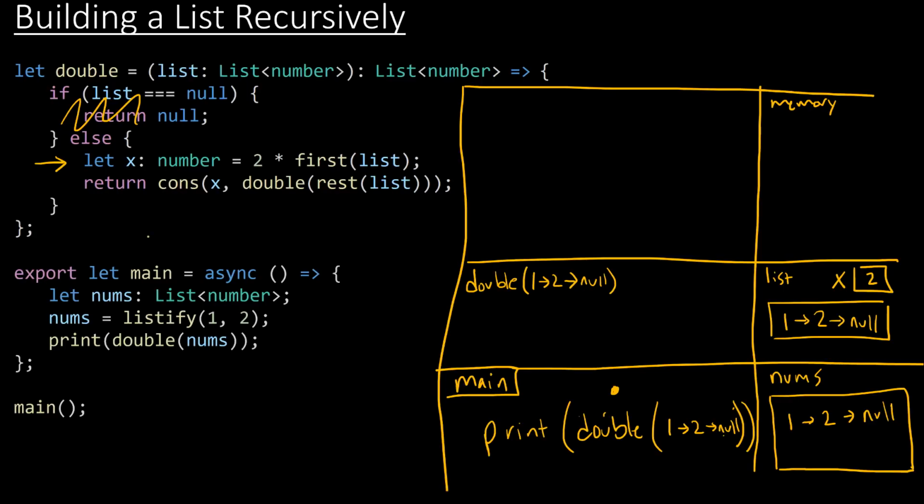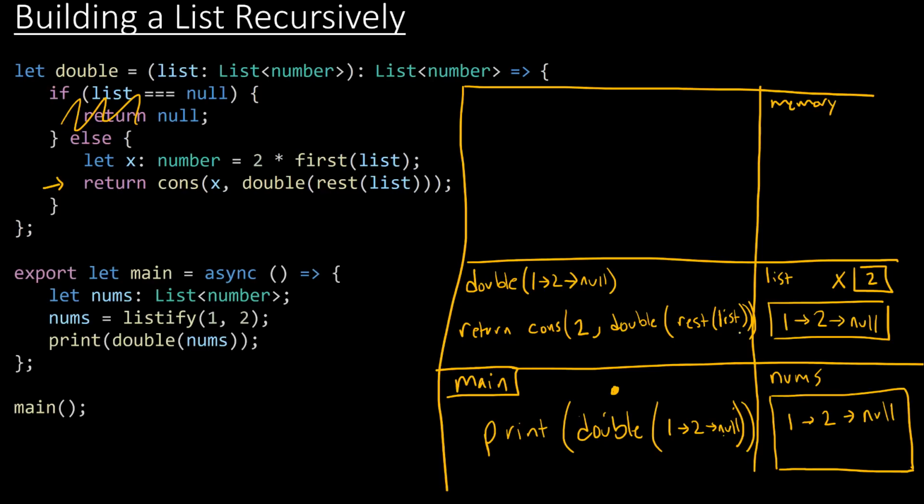We're ready to move to the very next line of this function, which is more of a doozy. We've got a return statement where we are returning the cons of x with double called recursively on the rest of the list. Let's work through this piece by piece. Where do we want to start? Let's start with substituting this x variable. X is currently 2, so we can make that substitution. And now we need to work our way in from the innermost parentheses out.